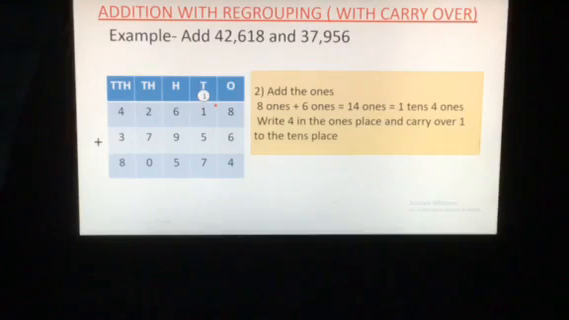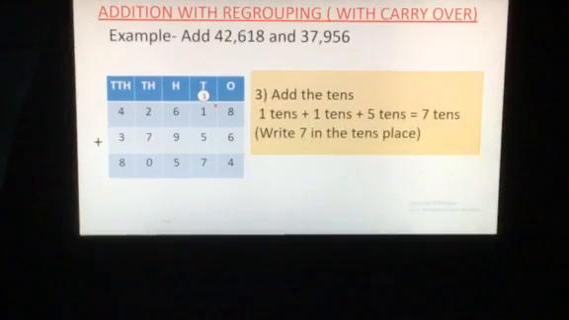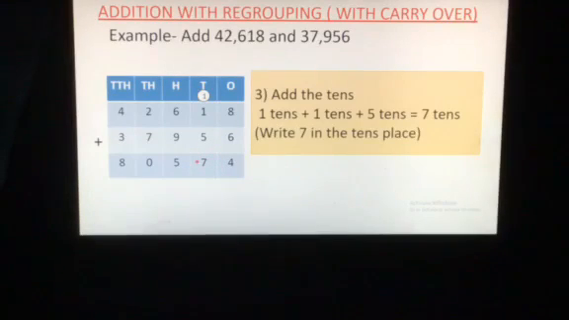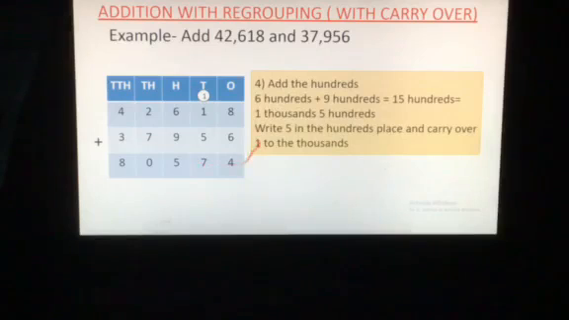Now add the tens place. 1 ten plus 1 ten plus 5 tens is equal to 7 tens. So we got 7 in the tens place. Let's move to hundreds. 6 hundreds plus 9 hundreds is equal to 15 hundreds. When we expand 15 hundreds, we get 1,500. So we write 5 in the hundreds place and carry over 1 to the thousands place.